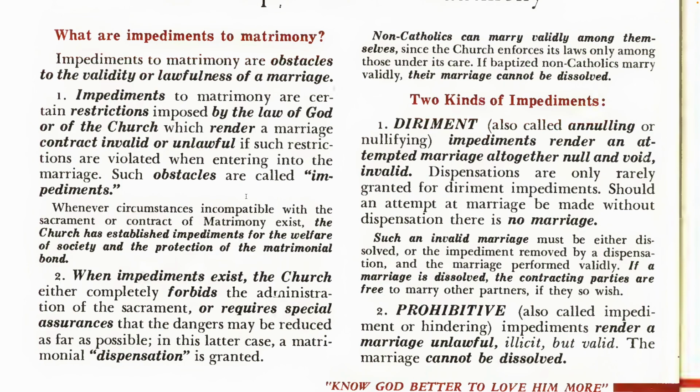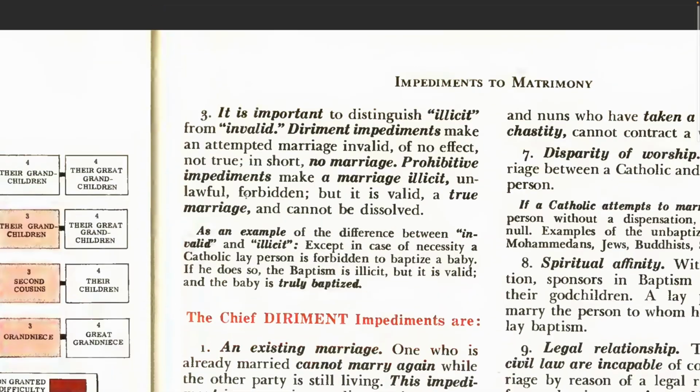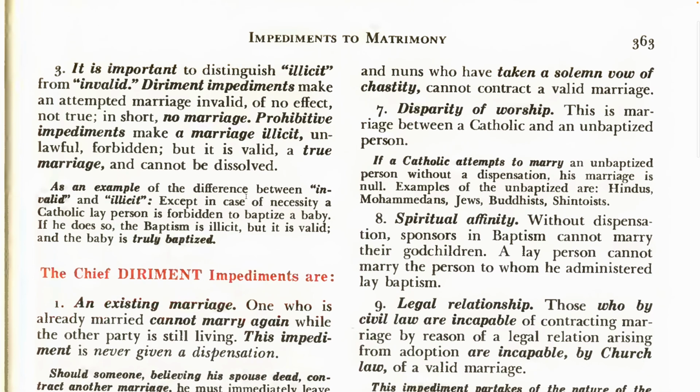Prohibitive, also called impedient or hindering impediments, render a marriage unlawful, illicit, but valid. The marriage cannot be dissolved. It is important to distinguish illicit from invalid. Diriment impediments make an attempted marriage invalid, of no effect, not true, in short, no marriage. Prohibitive impediments make a marriage illicit, unlawful, forbidden, but it is valid, a true marriage, and cannot be dissolved.